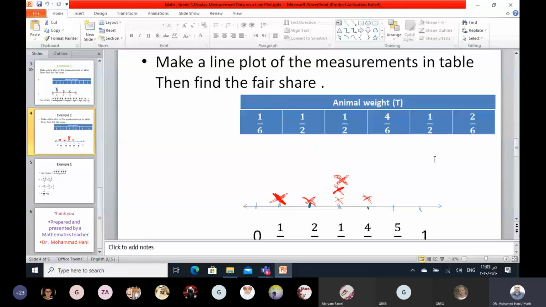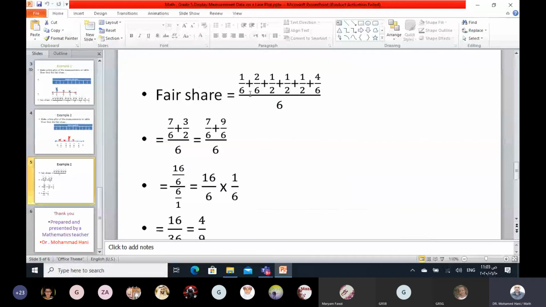How many numbers do you have inside the data? You have 1, 2, 3, 4, 5, 6. So I can write now the sum: 1/6 plus 2/6 plus 1/2 plus 1/2 plus 1/2 plus 4/6, divided by the amount. How do we add the fractions? Always remember, when you want to add fractions, add the like fractions.